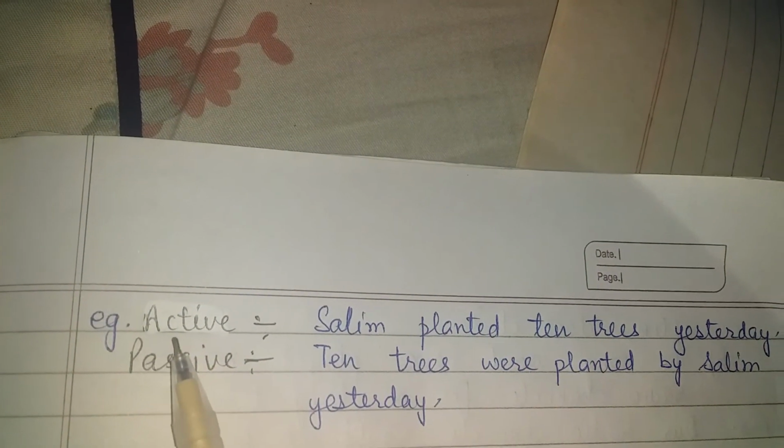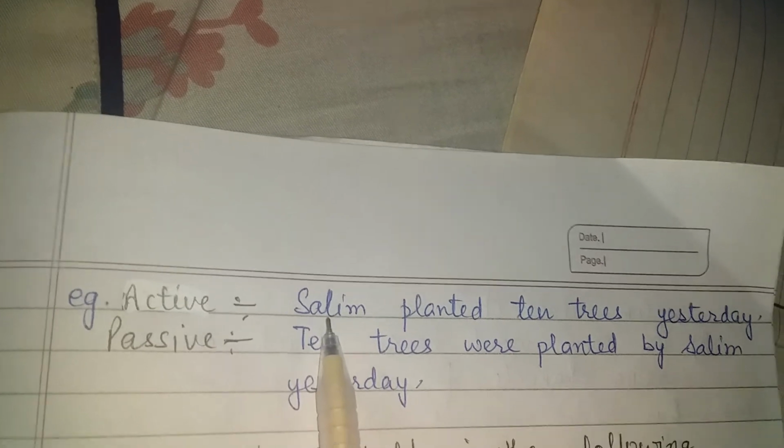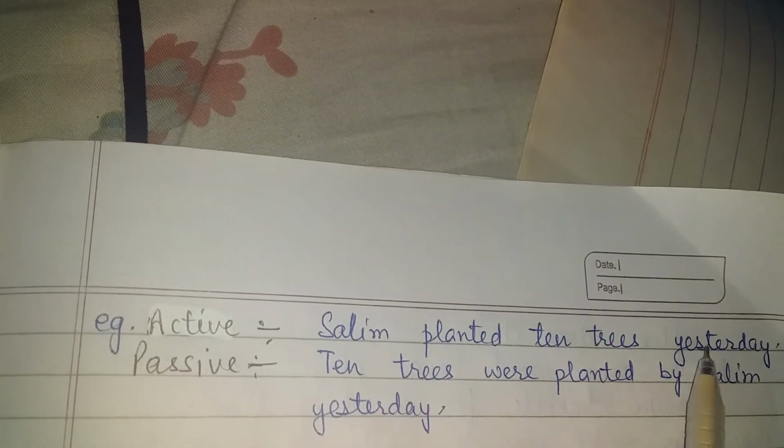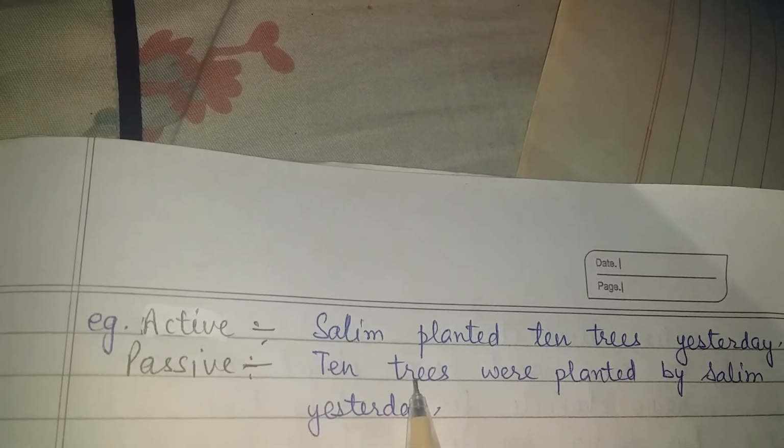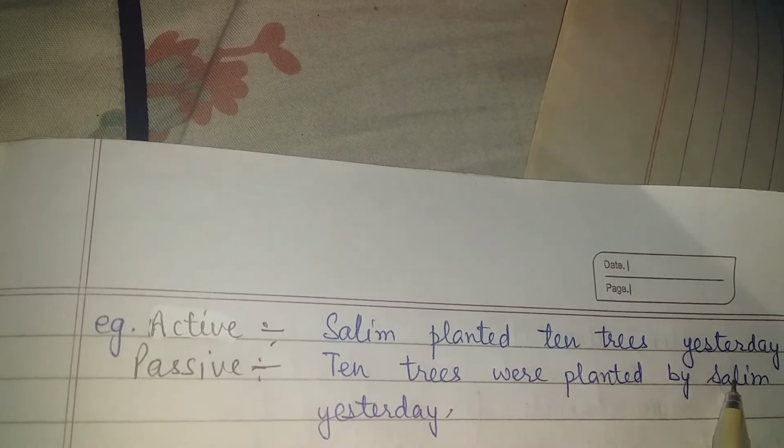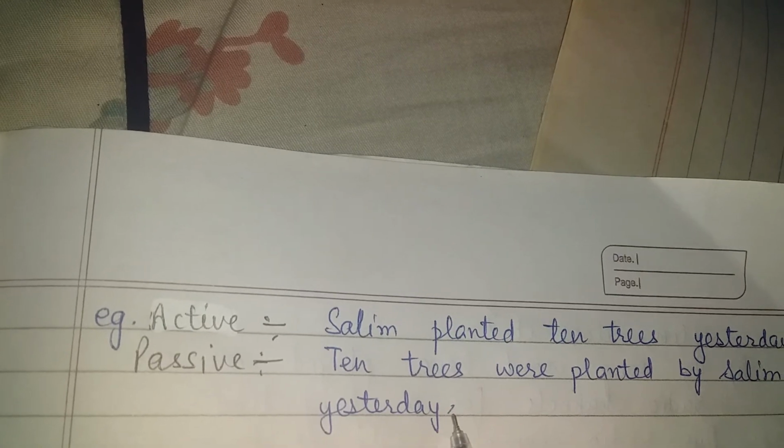For example, active sentence: Salim planted 10 trees yesterday. Its passive is: 10 trees were planted by Salim yesterday.